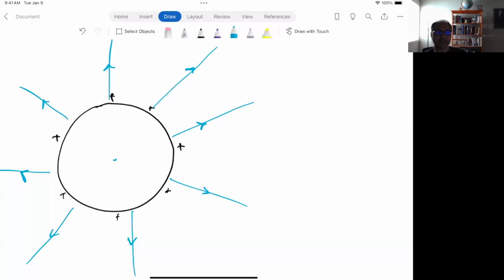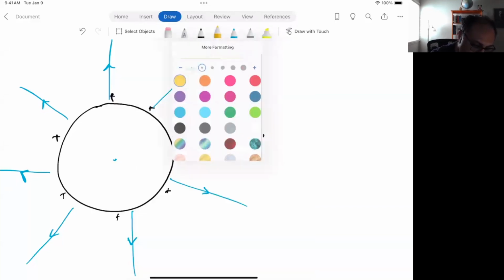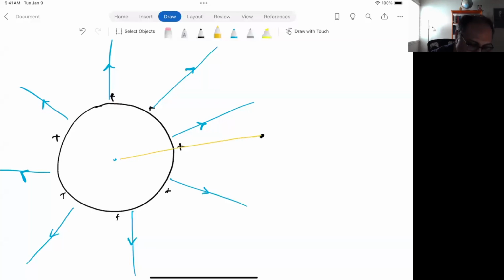The next question is, we are interested in finding the electric field at a point at a distance r from the center of the sphere. That's where we want to find E. Our goal is to find E as a function of r. So how do we do that?